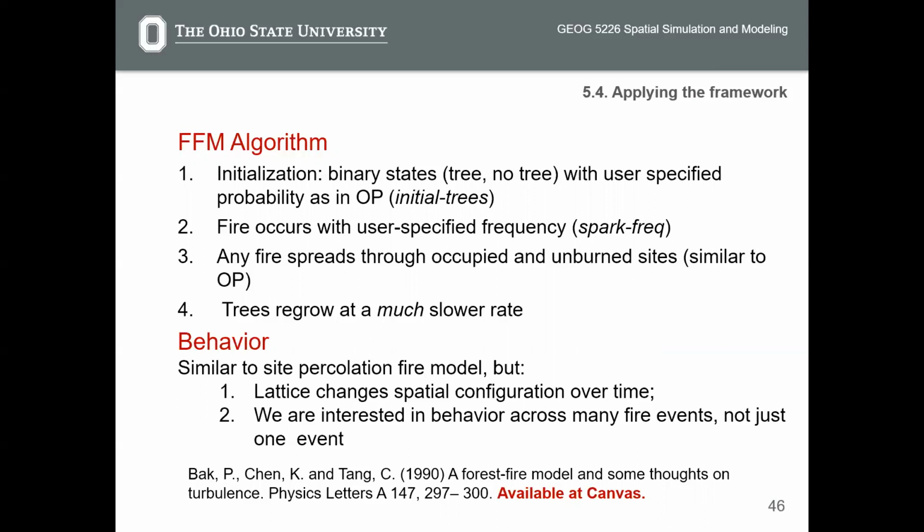And after some time, resources can grow back, can regrow, or can respawn. This is similar: trees can regrow at a specific rate, but much slower than the spreading of the fire. So the behavior of this model is very similar to the site percolation fire model, but the lattice changes its spatial configuration over time because trees can regrow, right?